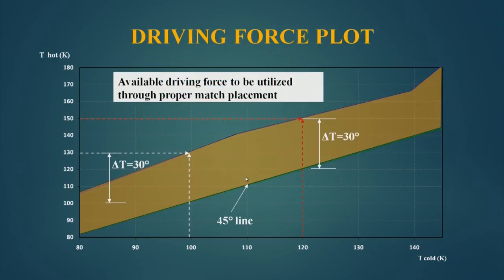And this driving force is the available driving force, and it should be utilized through proper match placement. We have seen that we can have freedom of different match placement, and that freedom has to be used judiciously, so that whatever match we place utilizes the available driving force properly. And if it is not utilizing it, then we have to pay a penalty in terms of increased area of the heat exchanger network.